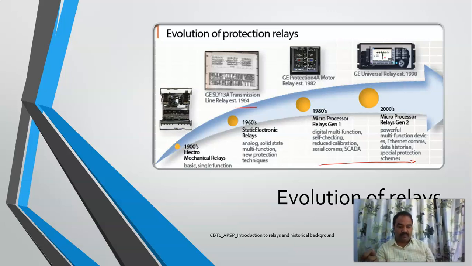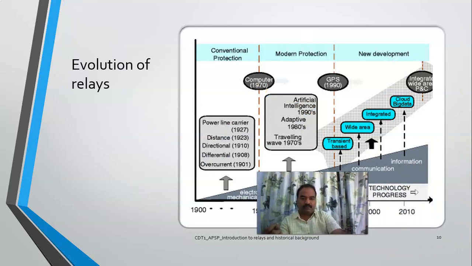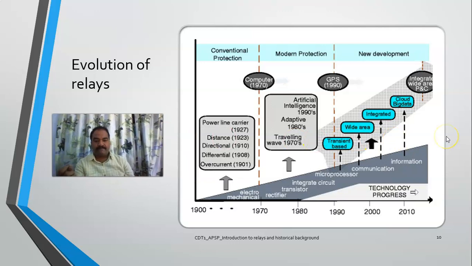Now moving ahead. This is one more thing. As you can see, in the 1900s the electromechanical relays were there. See the evolution. 1901 the overcurrent relays, 1908 differential relays, 1910 directional relays, 1923 distance relays, and next is PLC, 1927 power line carriers. These were all conventional protections.